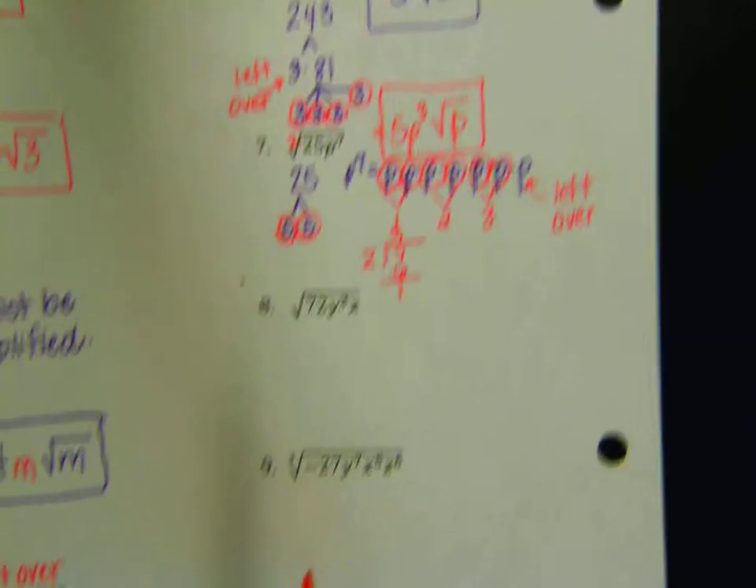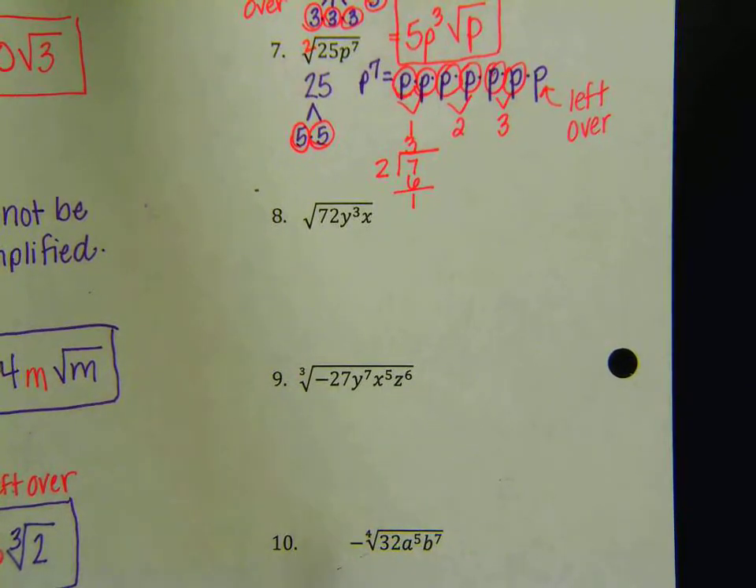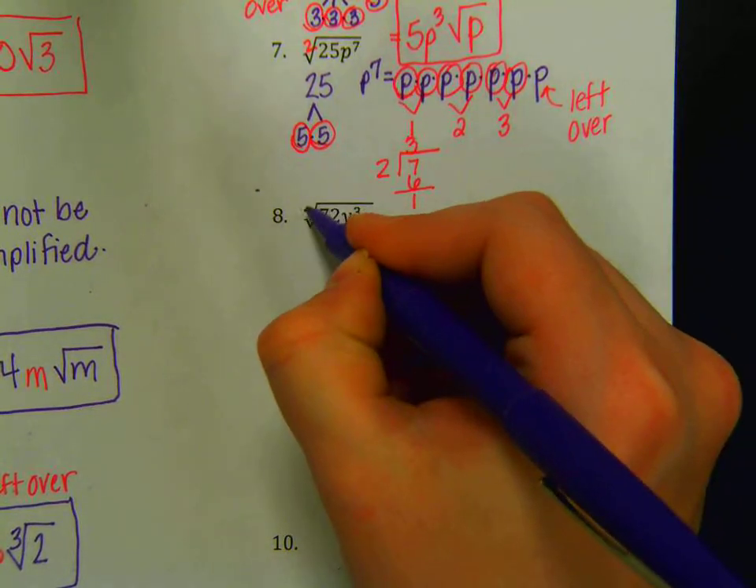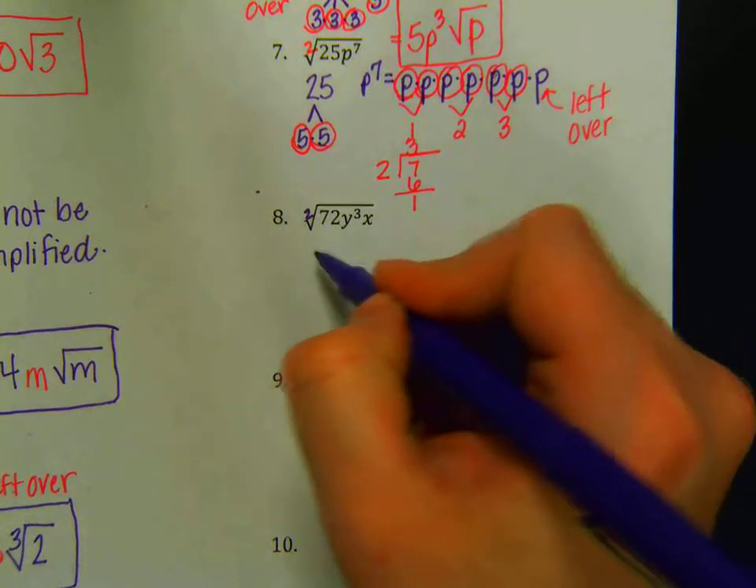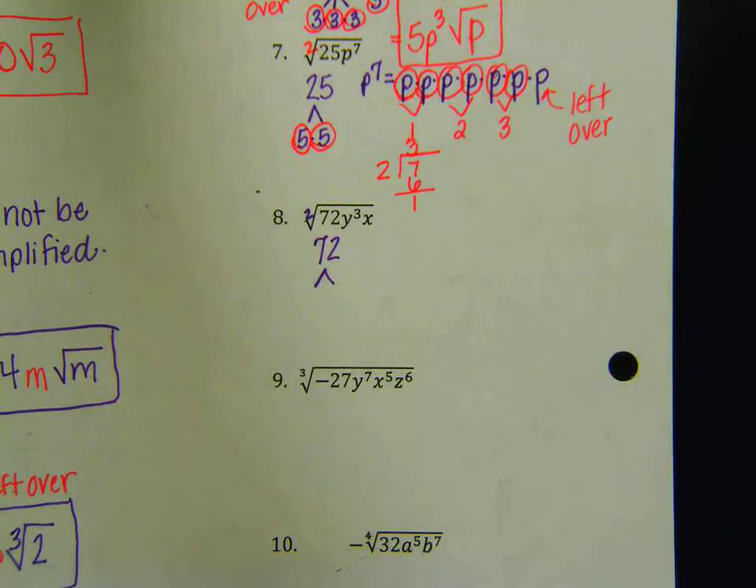Okay, number 8. Getting more variables in here. So we still have an index of 2. So 72, what are 2 things to multiply to give me 72? Okay, 9 and 8, that works.